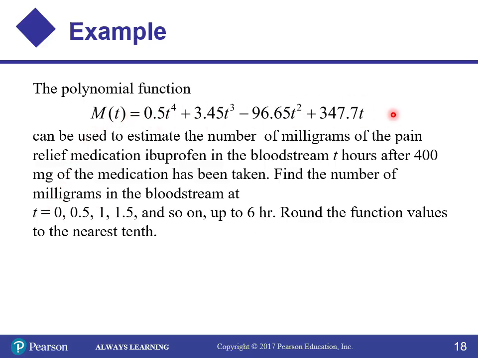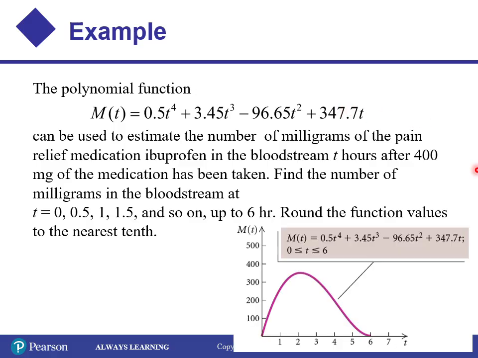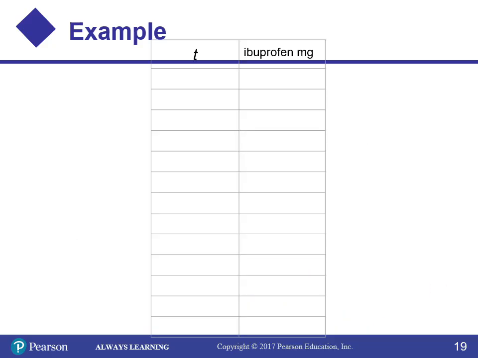If you're using your calculator, first you're going to plug in 0. Well, 0 for each of those is just going to give you 0. So obviously, before you've taken the medication, you have no medication in your system. When it's been 0.5 hours, so half an hour, how much medication is in your system now? You're going to get a graph that looks like this if you were to graph it. But let's look at the table of values. So at 0, we have none.